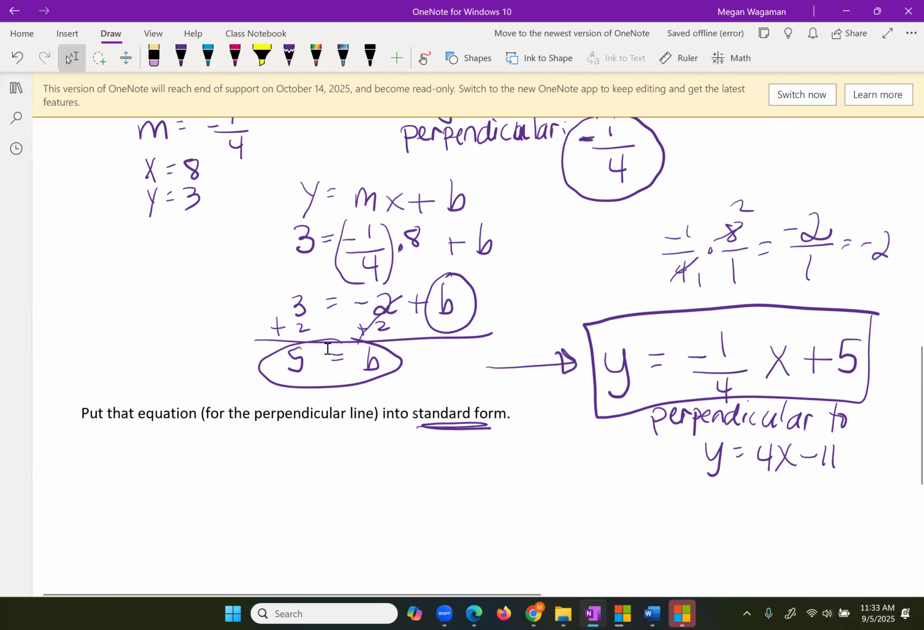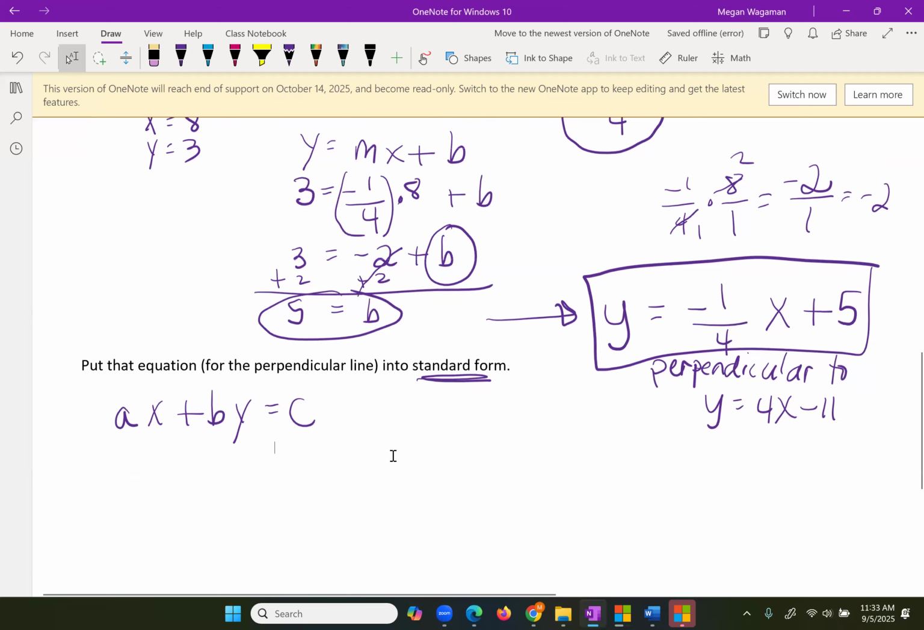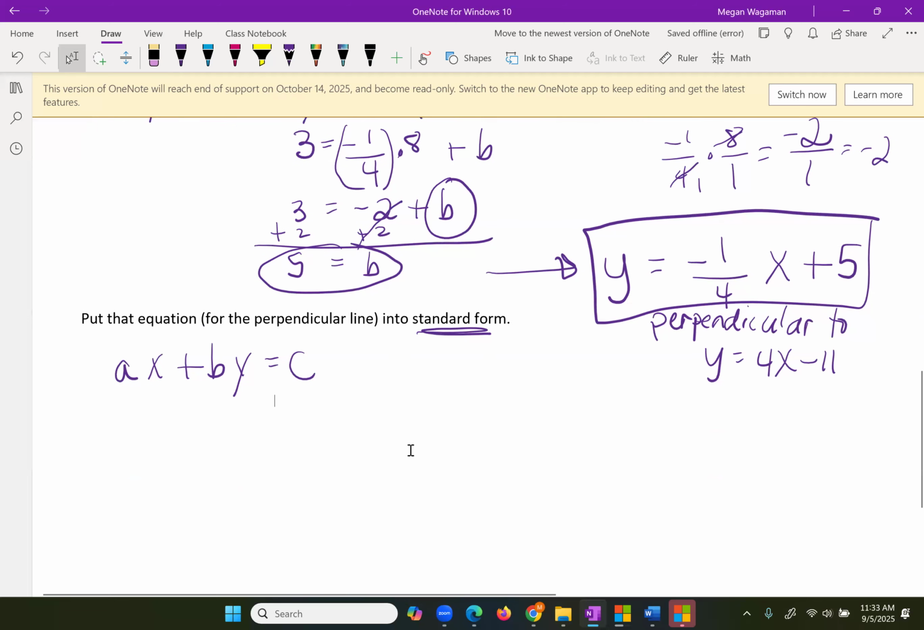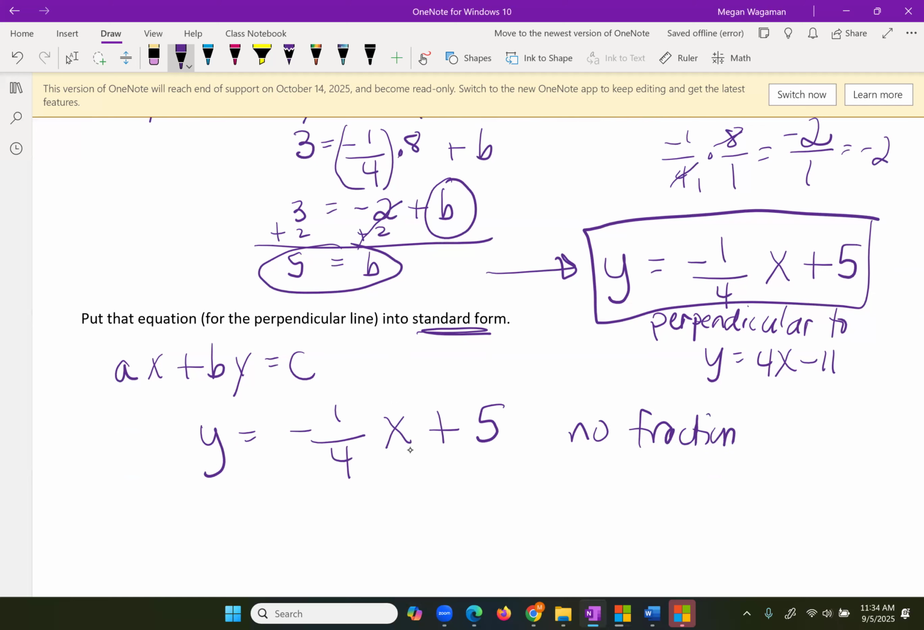So coming back down here, to put this equation in the form ax plus by equals c, the big thing it means is that I need to have no fraction. So I'm working with this equation, y equals negative 1/4 x plus 5. So I can't have fractions. I need the x and y together on the same side of the equals. And x has to be positive. Or I'm sorry, the coefficient of x has to be positive.